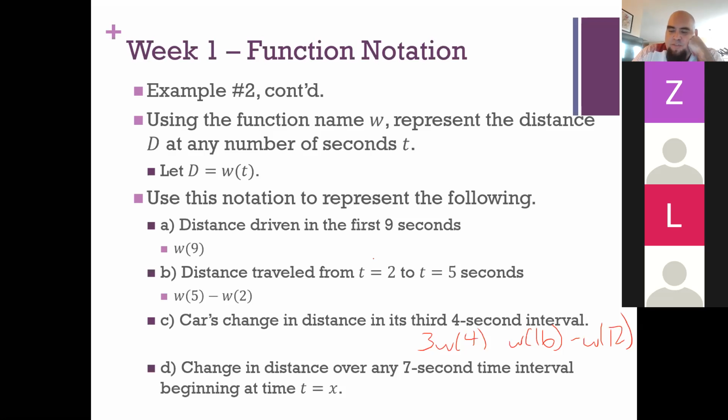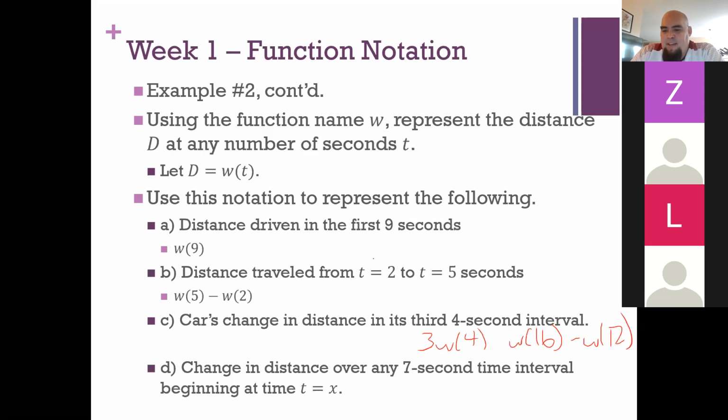So let's look at the first one first. 3 times W of 4, let's just break it down. What would W of 4 give you? Distance traveled after 4 seconds. So the distance traveled after 4 seconds, and then we're tripling that. So I don't think that quite gives us what we're looking for in that third 4-second interval.